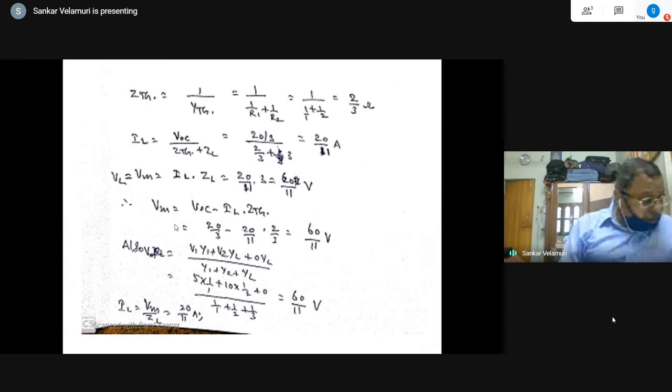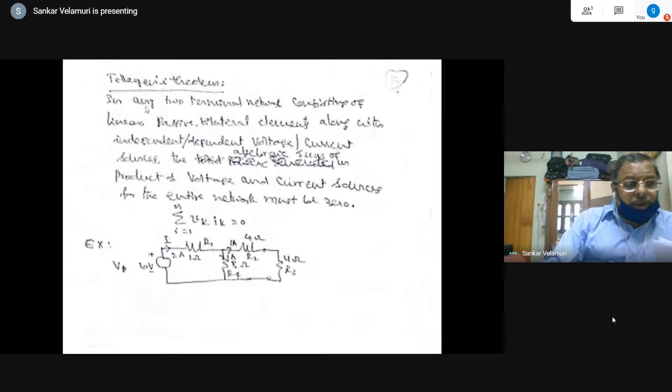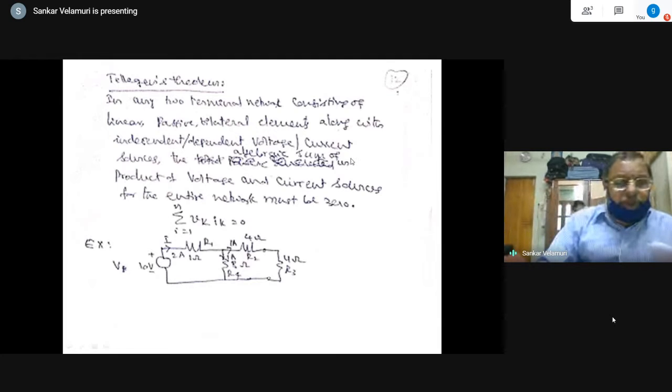And one more I would like to discuss. So the next one is Tellegen's theorem. This is of academic interest, in the sense that it is based on the principle of the law of conservation of energy. The total power supplied by the sources must be the same as the algebraic sum of the power that is being delivered to the elements. So it's a very simple statement.